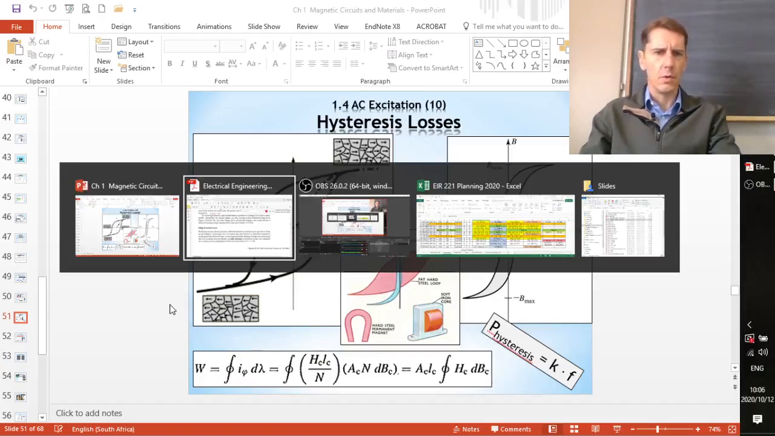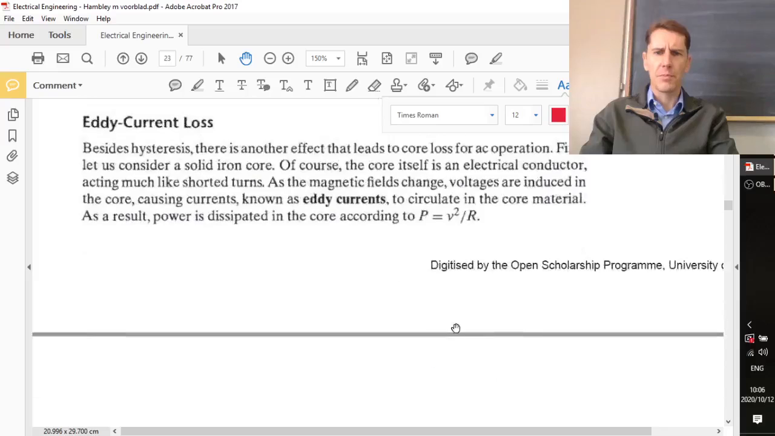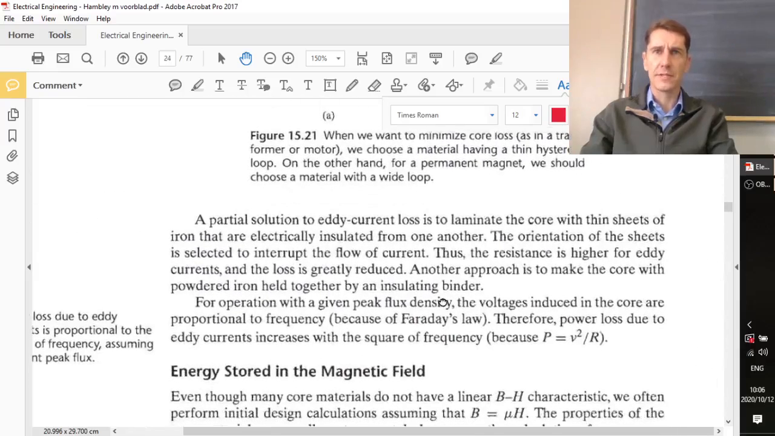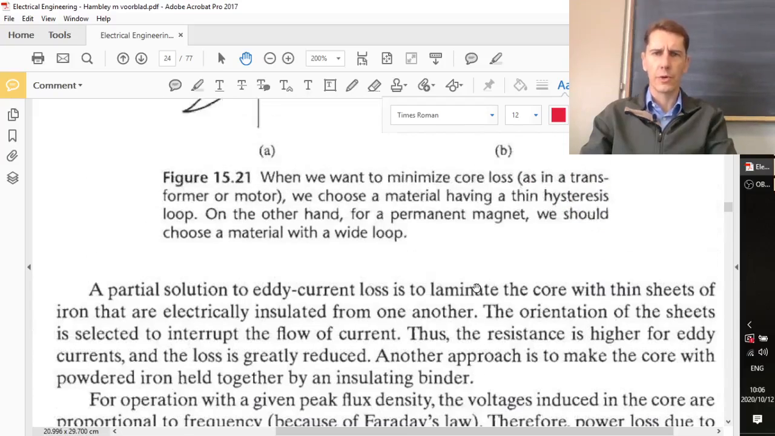Where's my PDF? That one. There we go. All right. So here in your textbook, P equals V squared over R. So it's proportional to the square of the frequency, and they state that here on this page. For operation with a given flux density, the voltages induced in the core are proportional to the frequency because of Faraday's law. Therefore, power loss due to the eddy currents increases with the square of the frequency.